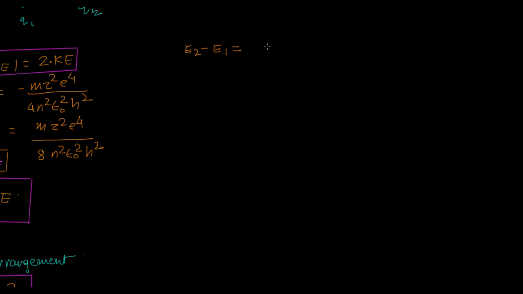My E2 is minus 13.6 upon 2 square, and minus 13.6 upon 1 square, but this is in electron volts. And so I'll multiply it by 1.6 into 10 to the power minus 19, that converts it into joule. Correct? This is the change in energy.